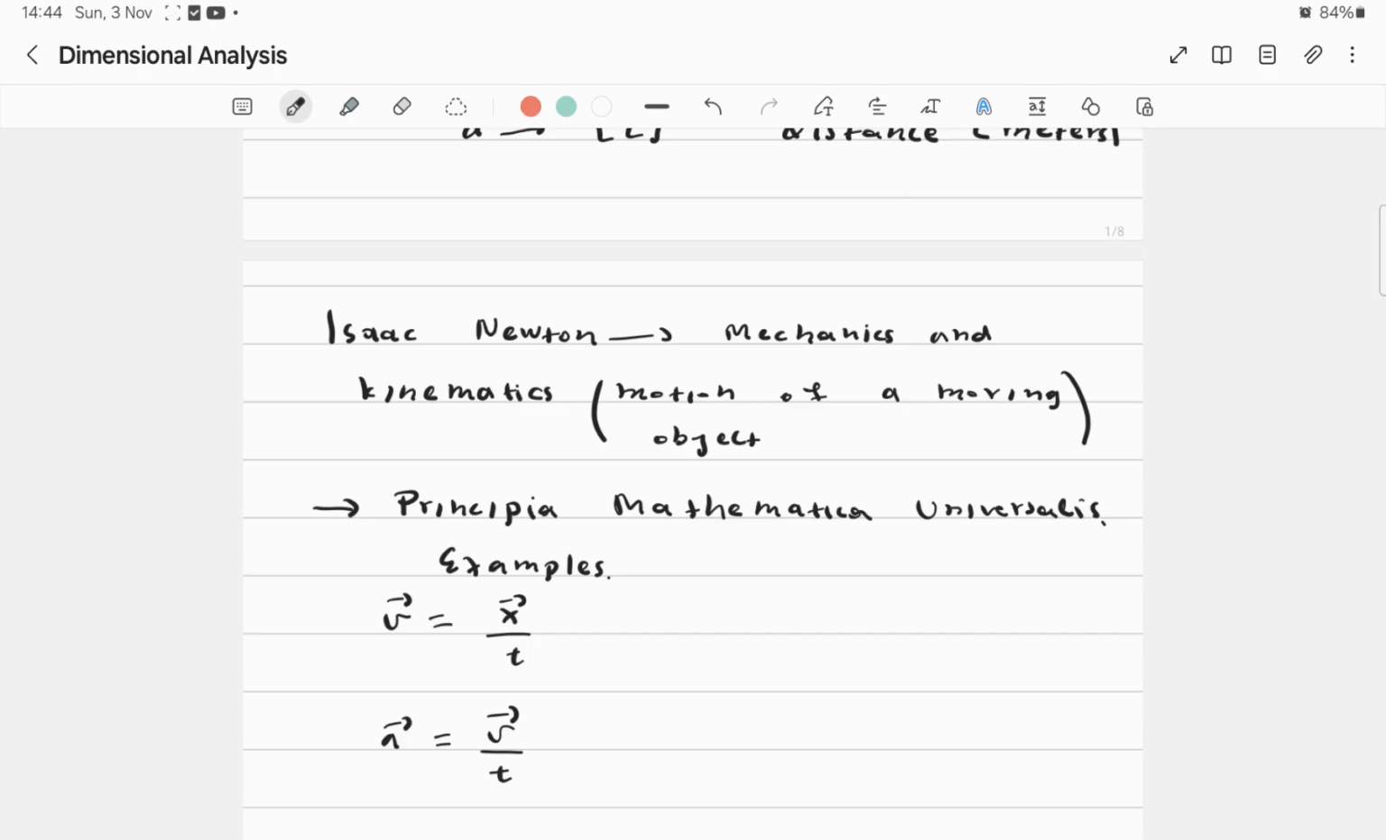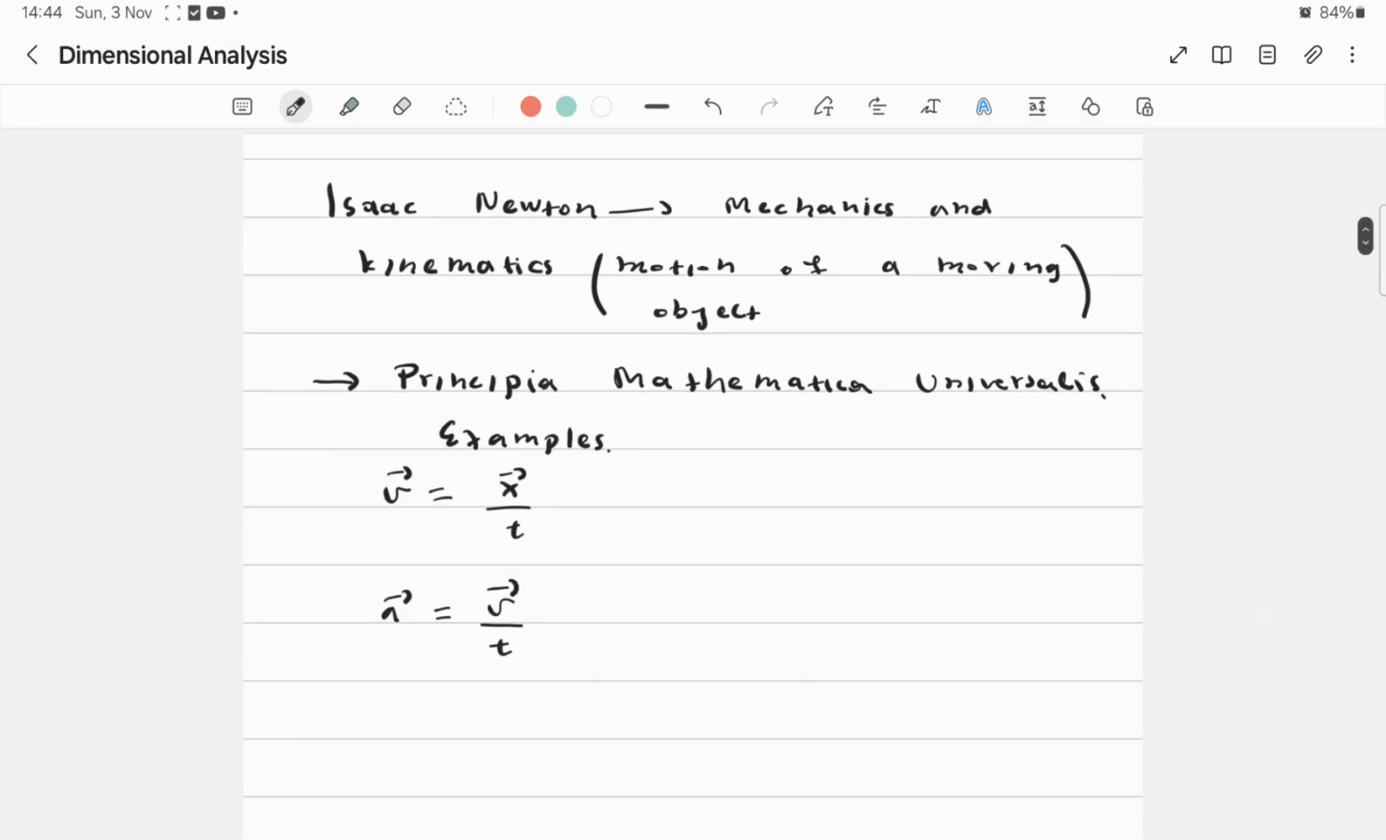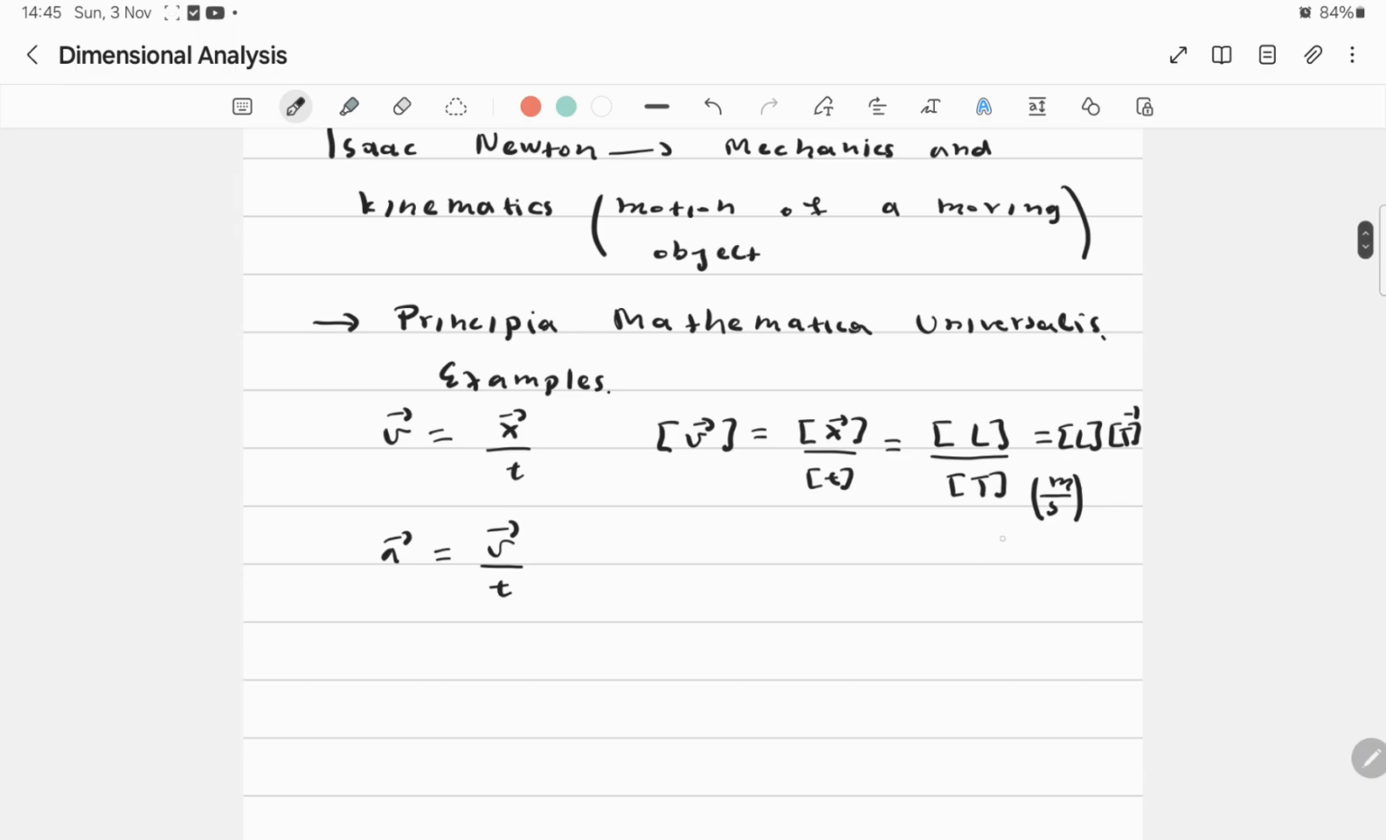Now let's have a look at the most fundamental quantity, which is the velocity. Let's carry out the dimensional analysis. We will use the bracket here: [v] equals [x] over [t]. That is length, and the denominator T is time. So this can be written as L T^-1, which is meter per second if we want to use the SI system, International System of Measurements.